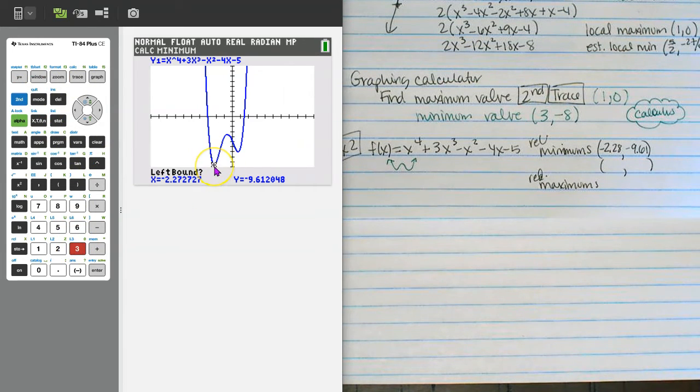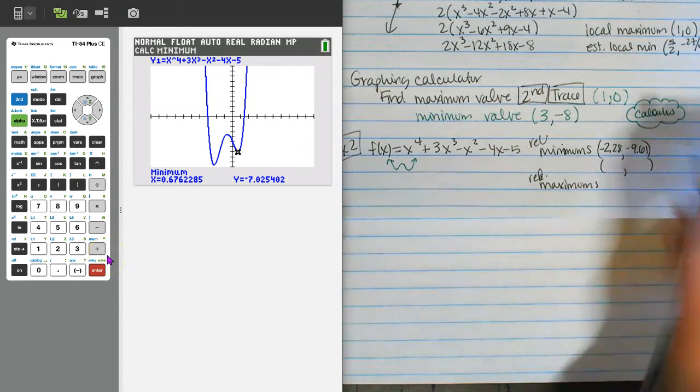I don't want to use this as a left bound. I guess I could. No, I can't. It would be lower than this one. I need to say something like 0. So 0, enter. And then I can say 5. Anything on the other side is fine. It's going to look in between these for this lowest point, and enter.